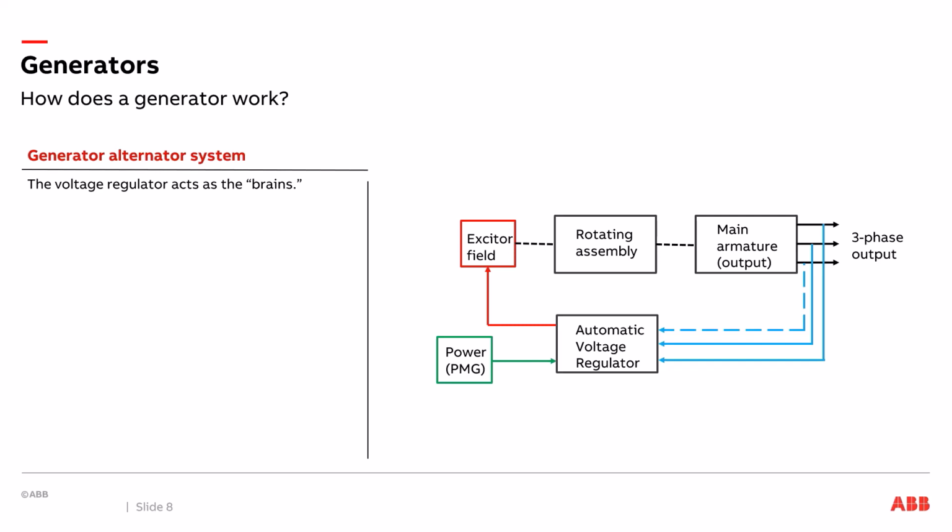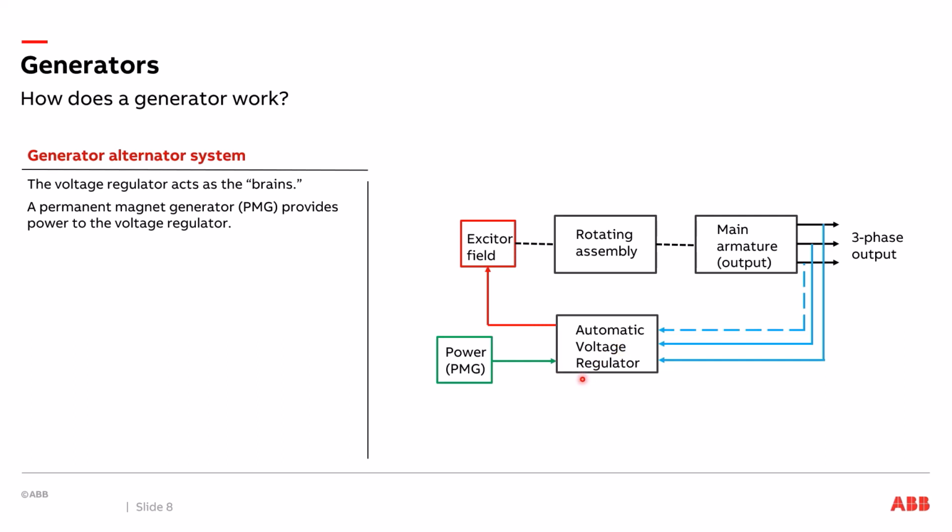You may have heard the term AVR, one of those acronyms, for automatic voltage regulator, or just simply a voltage regulator. That's really the brains of your generator. I've got a real simple block diagram here of how a generator's alternator system works, just to go through some of the main parts. We've got a power source, a permanent magnet generator, feeding voltage to that automatic voltage regulator. That just makes sure it stays powered up.